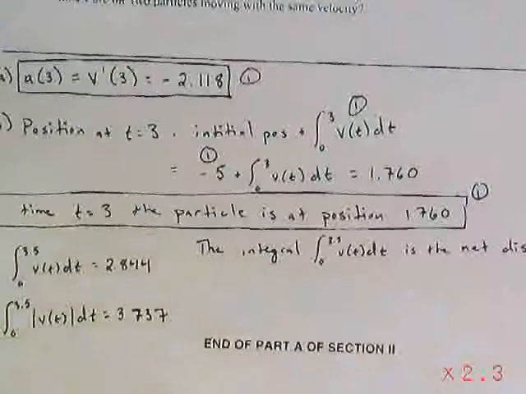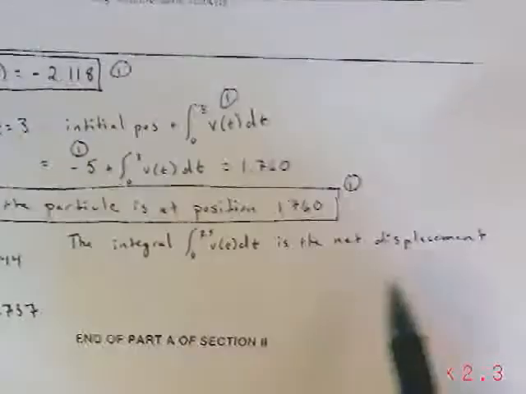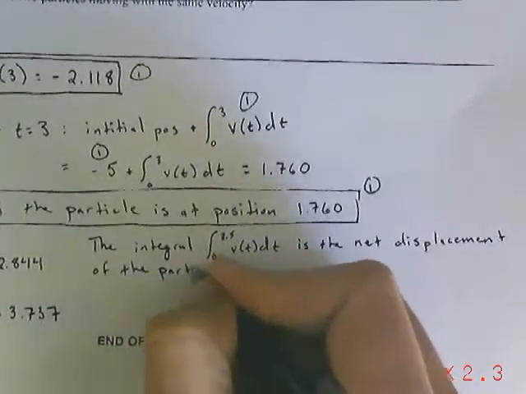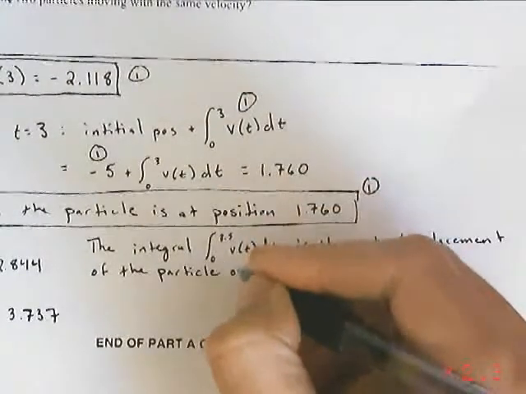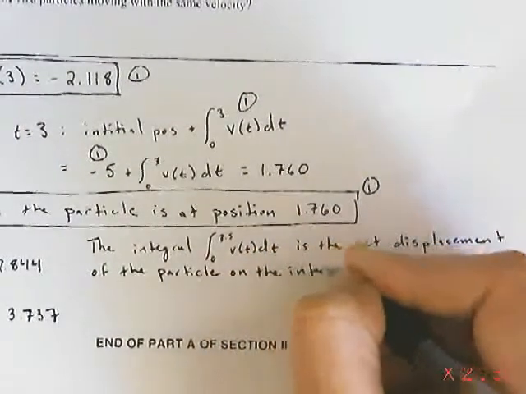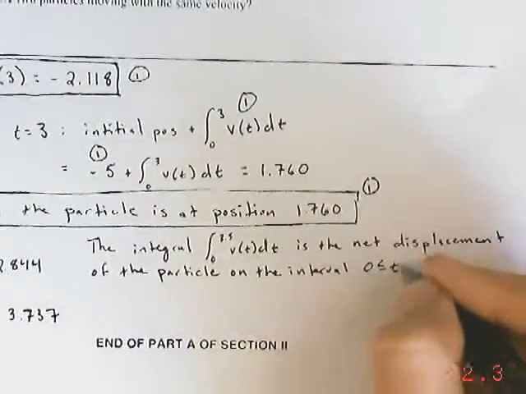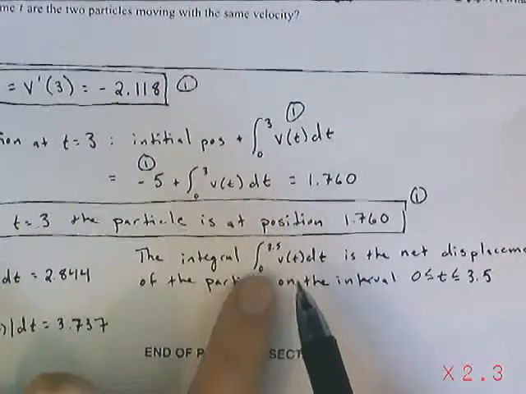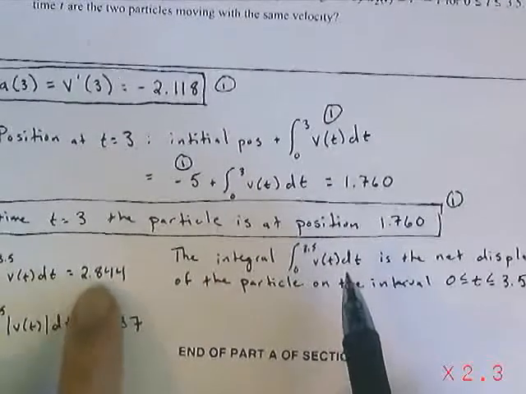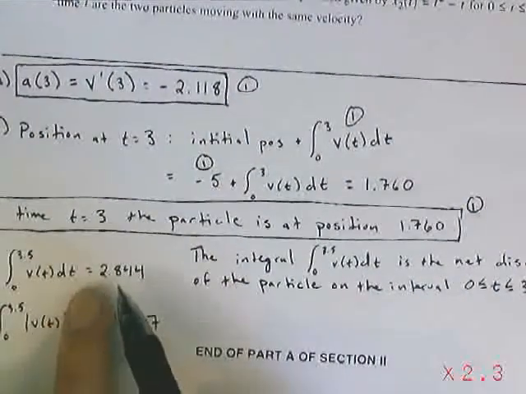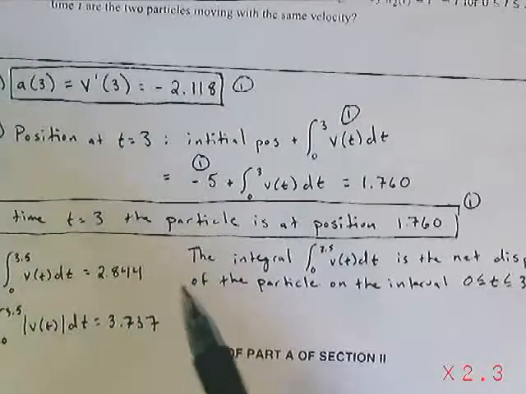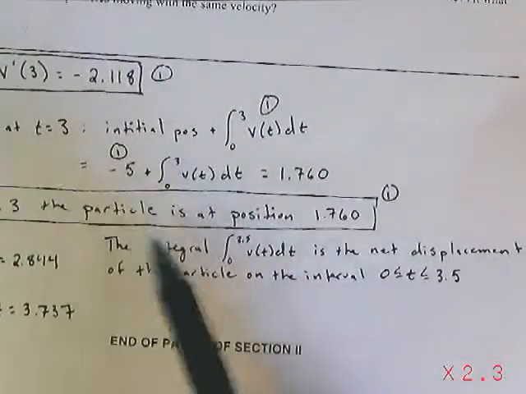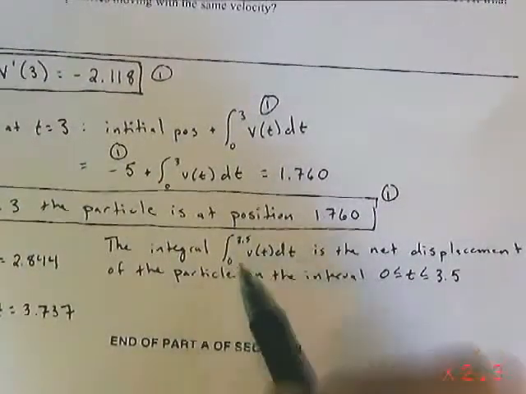And so the way we can say that to make the AP test happy is that this integral is the net displacement of the particle on the interval from 0 to 3.5. So in other words, relative to where we started at 0, we have moved 2.844 to the right. If this had been a negative number, it would have been to the left. Okay, so this is the net displacement on this interval, the relative new position from our starting position, or whatever our starting limit on the integral was.